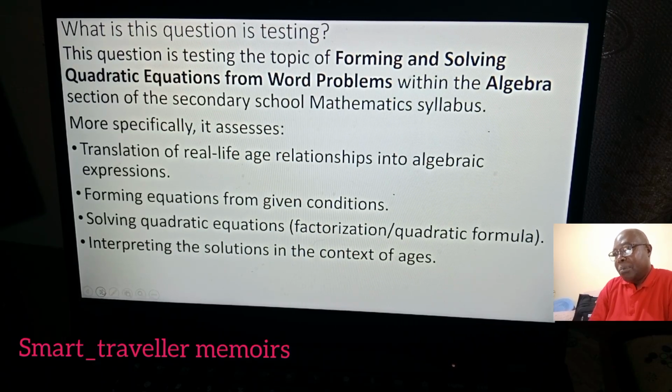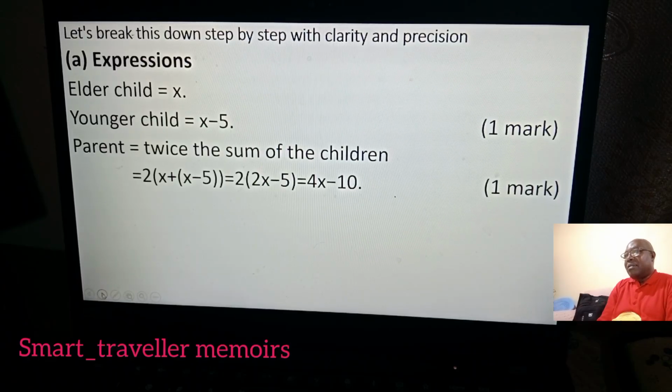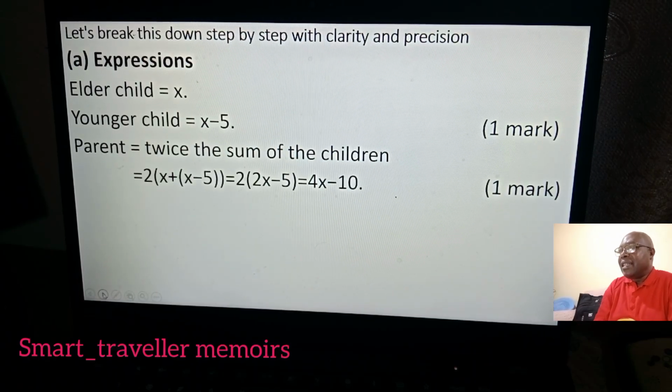More specifically, it assesses translation of real-life age relationships into algebraic expressions, and next, forming equations from given conditions. Again, it tests solving quadratic equations either through factorization or the quadratic formula, and finally, it helps in interpreting the solutions in the context of ages. Let's break this down step by step with clarity and precision.